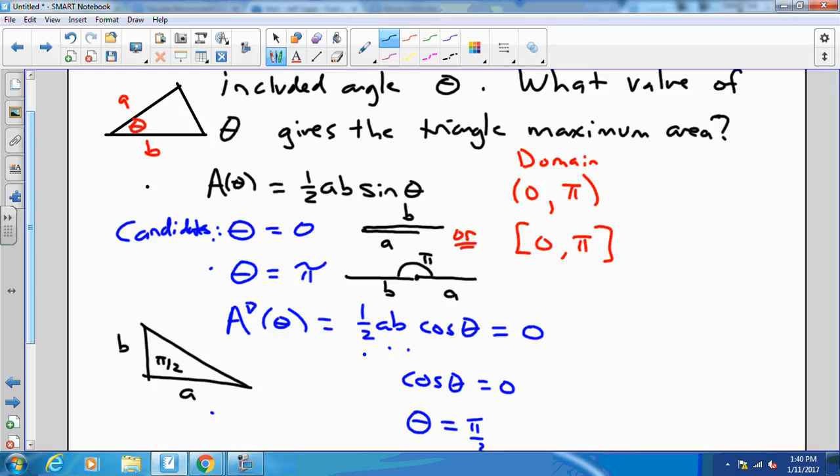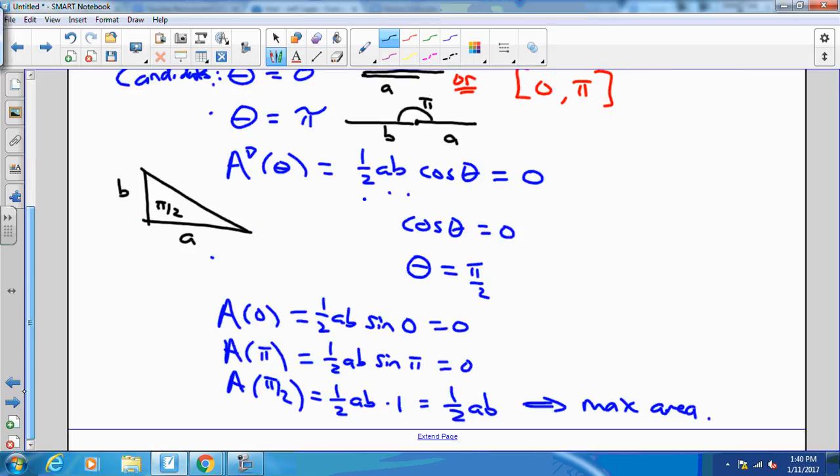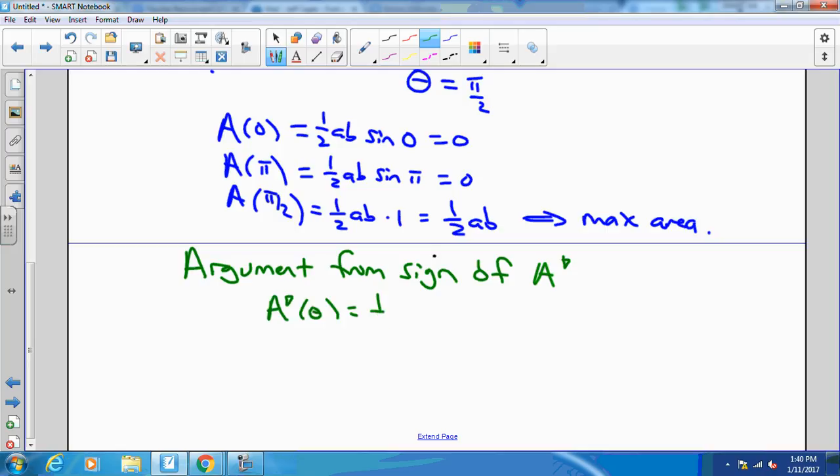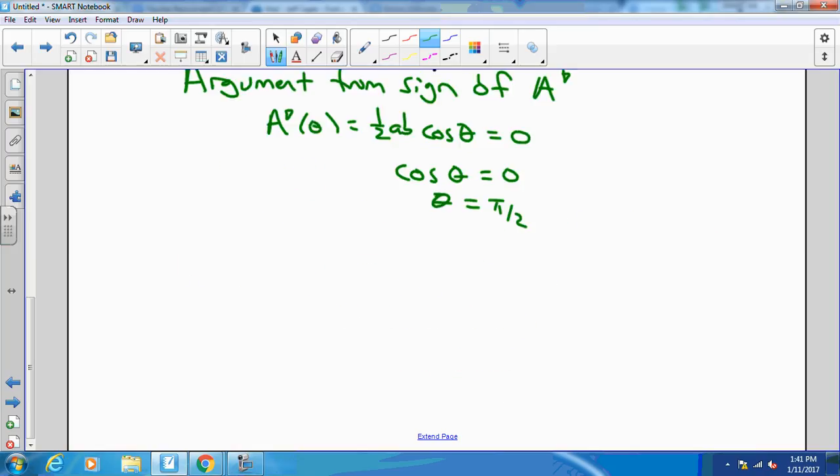So now that we've solved this problem, I want to come back and solve it the other way so that you can see, and then we can talk about which one might have been better. If I do an argument from the sign of A prime, I'm going to begin by finding the critical points. A prime of theta, as we previously found, is 1/2 AB cosine theta. And I set that equal to 0 to get the critical points. And that gives me a single critical point, theta equals pi over 2. The single critical point is the necessary condition for a successful argument from the sign of A prime.